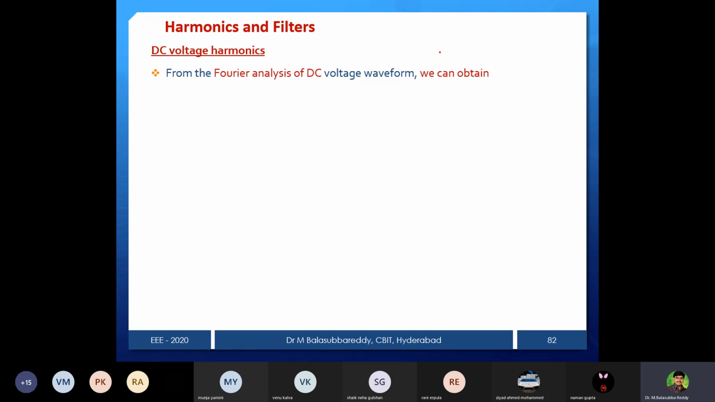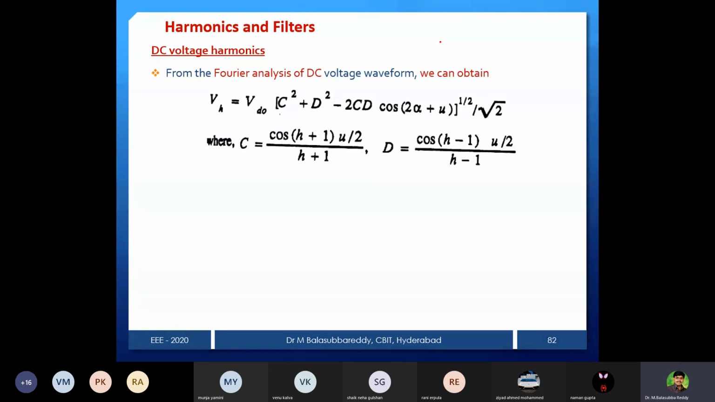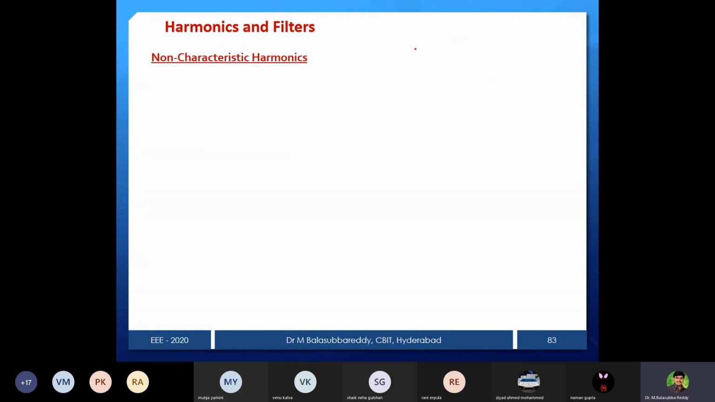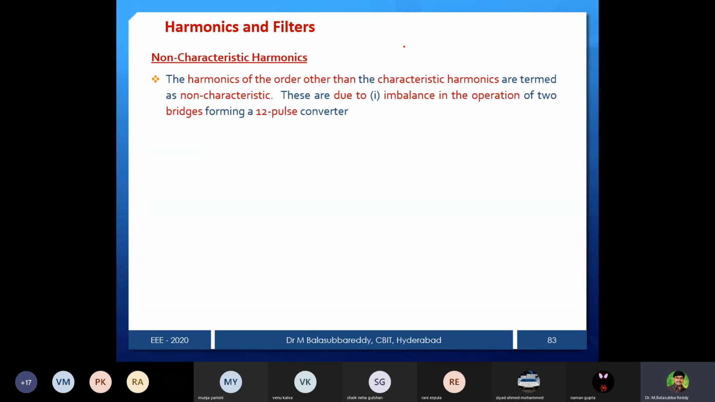From the Fourier analysis of a DC voltage waveform, we can get that VH is equal to VD naught. So this is C square plus D square minus 2CD cos of that expression. We'll get it as a relation of DC harmonic and non-characteristic harmonics. As you mentioned previously, there are characteristic and non-characteristic harmonics.